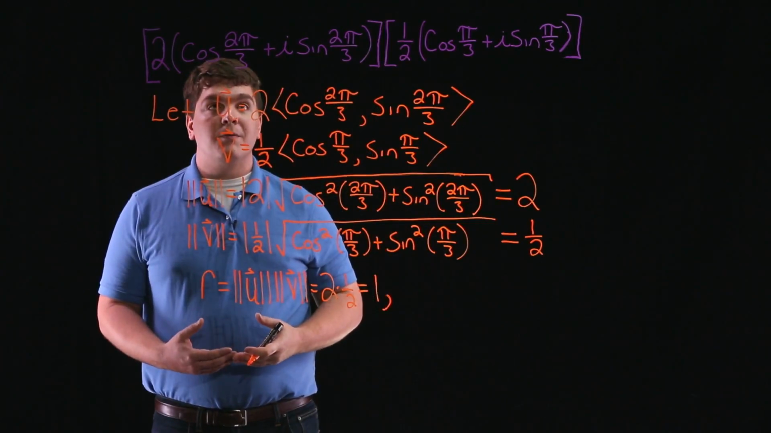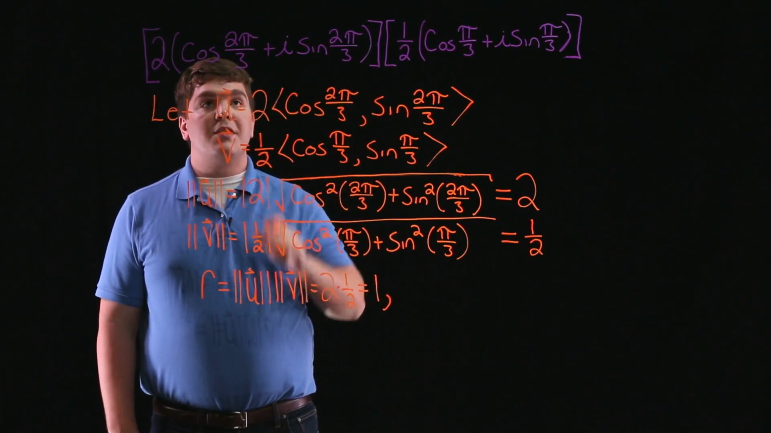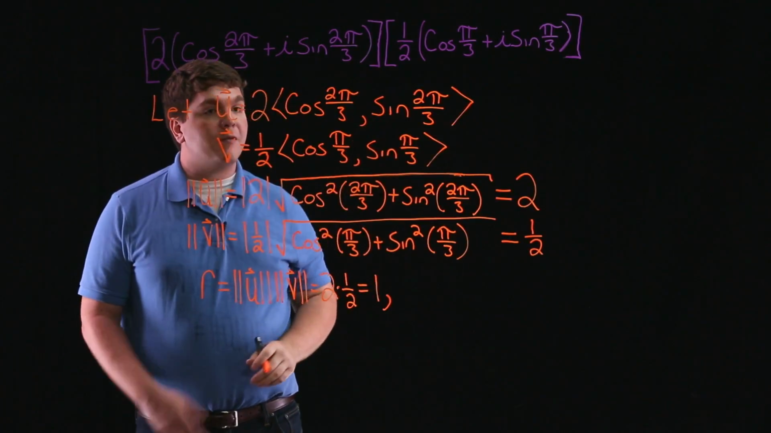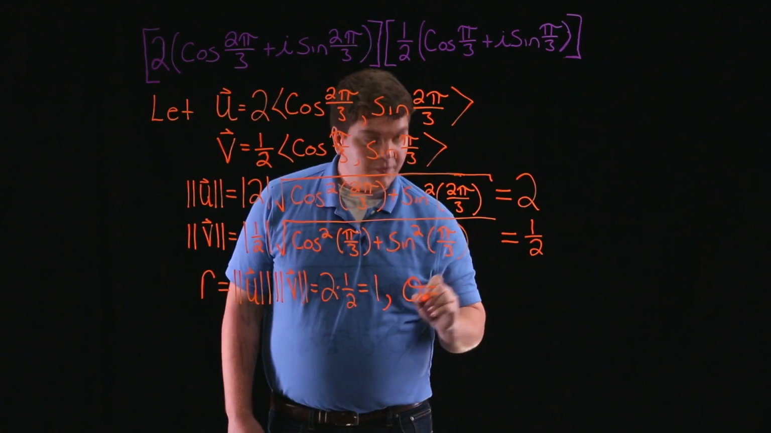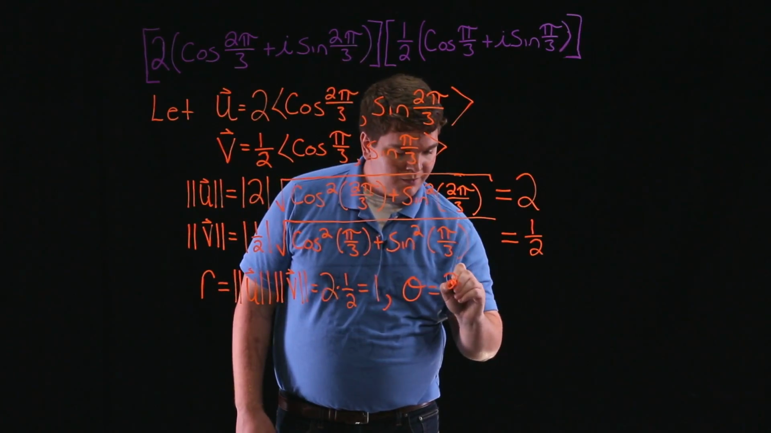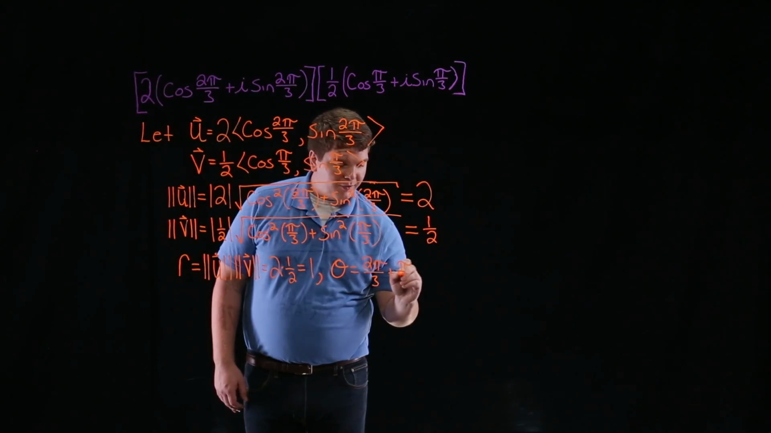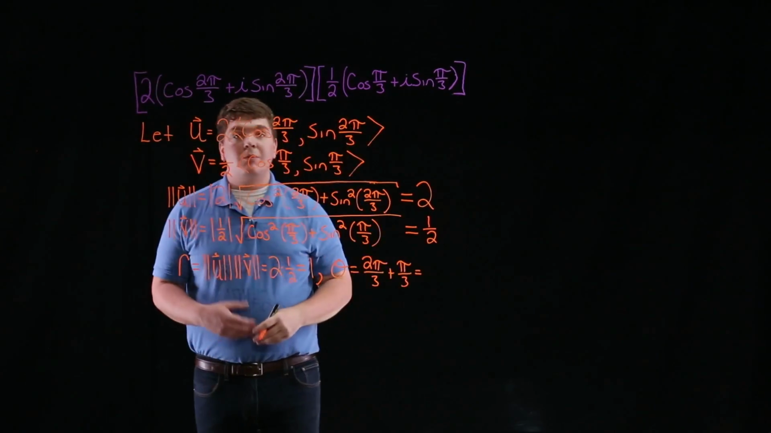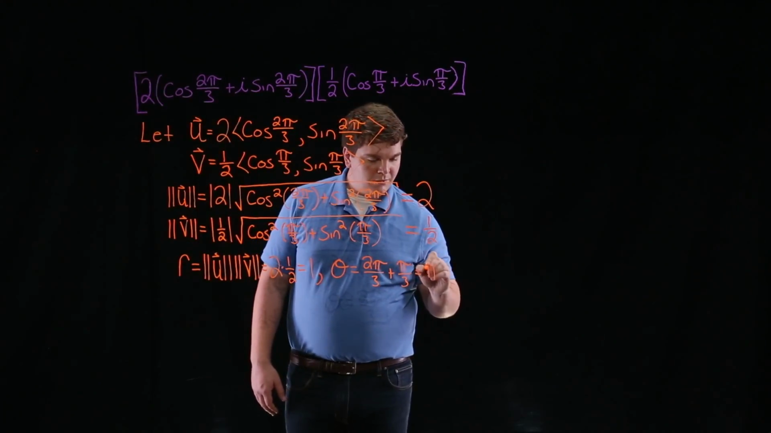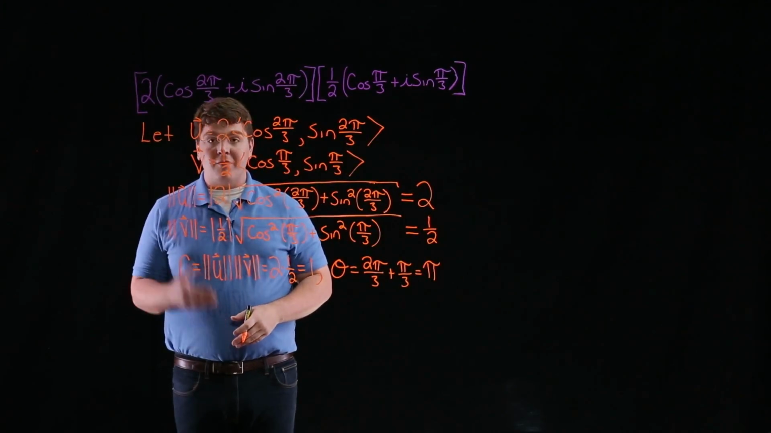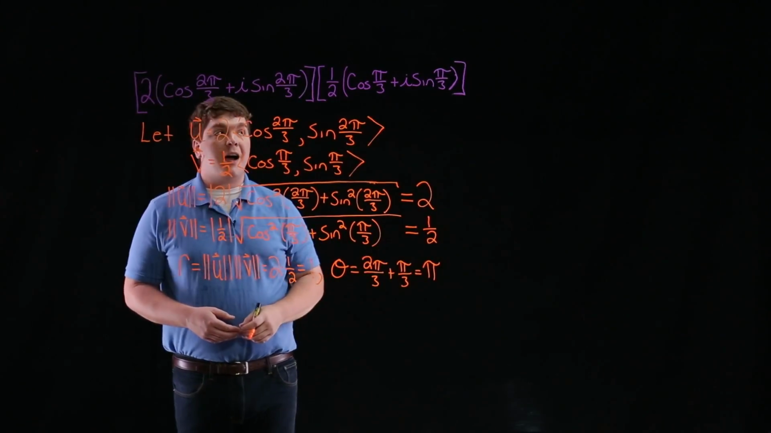Now the direction angle will be the sum of our two angles, which in this case is 2 pi divided by 3 and pi over 3. And let's call our direction angle theta. So we'll have theta is equal to 2 pi divided by 3 plus pi divided by 3, which combining these two is 3 pi divided by 3, or just pi. So we have our modulus is 1, and our direction angle, also known as the argument, is pi.